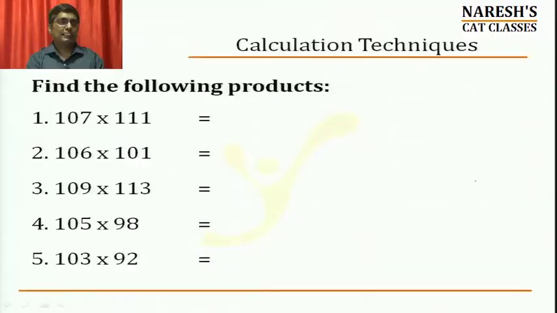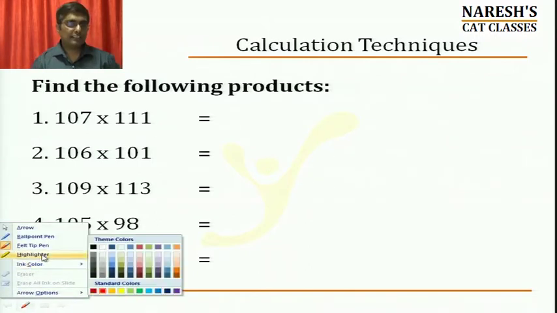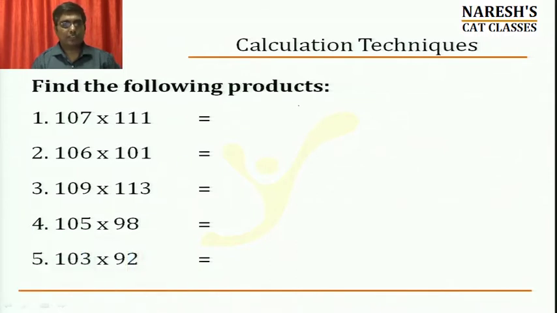As part of our CAT classes, today we're going to start. This is the first thing that we're going to learn. We try to multiply two numbers, like 107 into 111, 106 into 101, etc. For this, I'm going to teach you a very, very interesting and important shortcut. Let me tell you what the shortcut is.